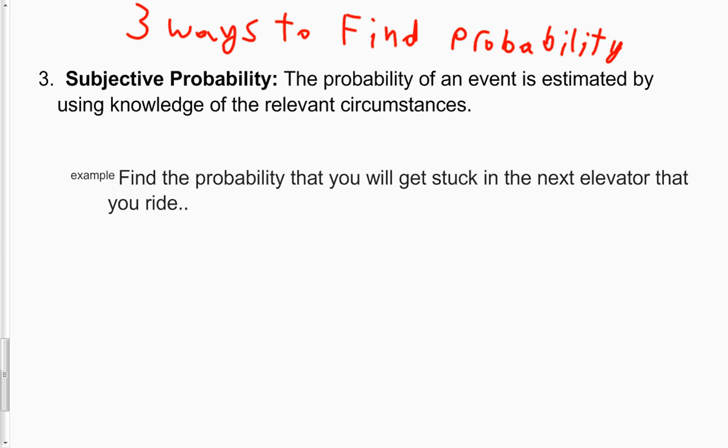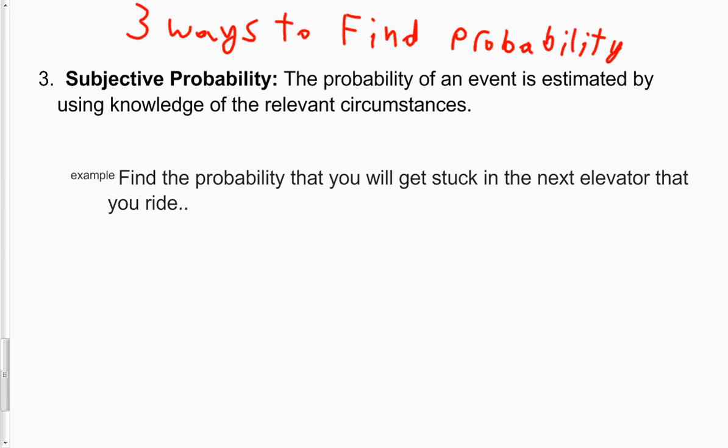It's not a 50-50 chance. You don't have a 50-50 chance of getting stuck in an elevator. I would say a majority of elevator rides do not end up in failure. So we can't use the classical method because the outcomes are not equally likely. So because we can't use any of those methods, we're going to look at the subjective probability.